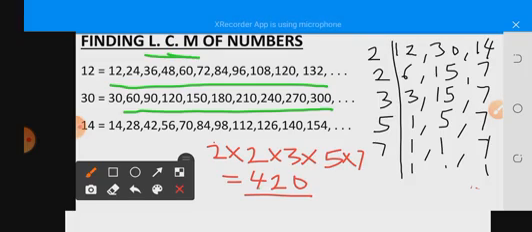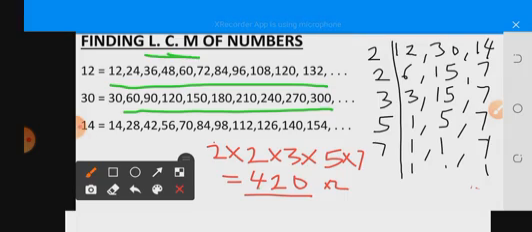Now, I said earlier that I will use this to explain how to find other common multiples of these numbers. If this is the smallest common multiple, that is the least common multiple, then to get other common multiples of 12, 30 and 14, all you do is multiply this by 2. If you multiply 420 by 2, it will give you 840. That's another common multiple of 12, 30 and 14.